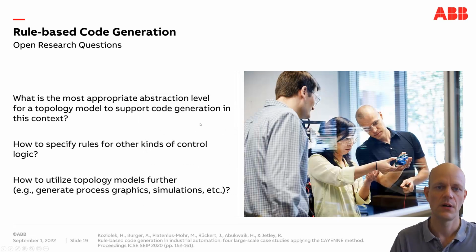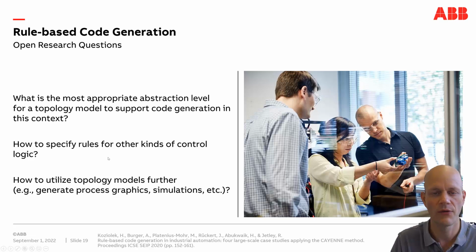This research is still not finished, so we have a lot of open research questions. One is, for example, what is the most appropriate abstraction level for the topology models? We used a very simple topology model that was geared towards code generation, but there could be other ones, and the abstraction level is still an open question, especially if you also want to generate different kinds of control logic.